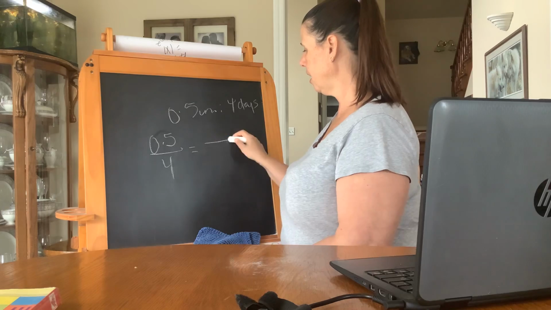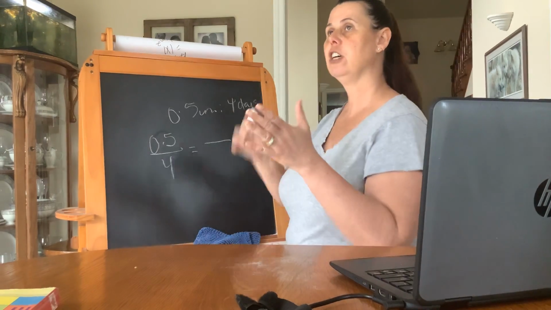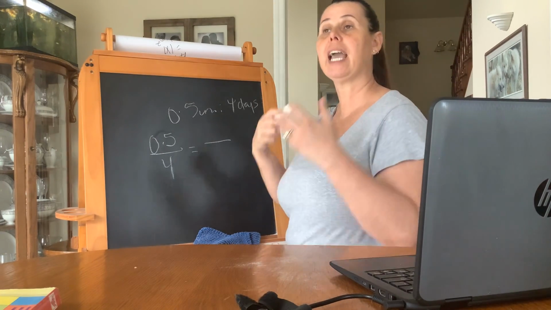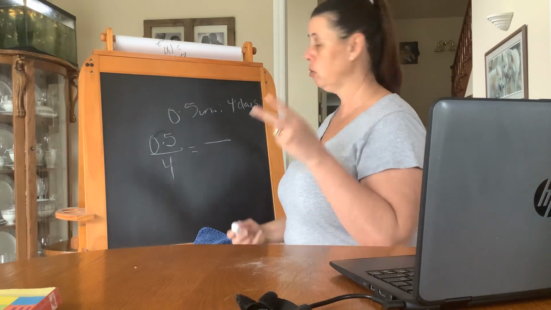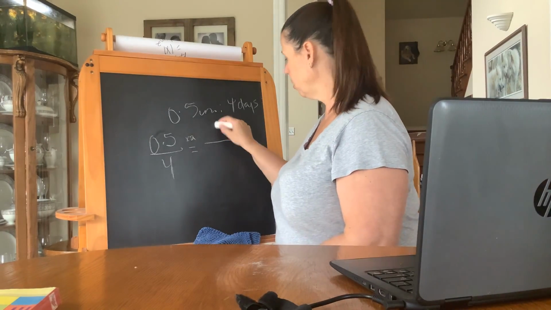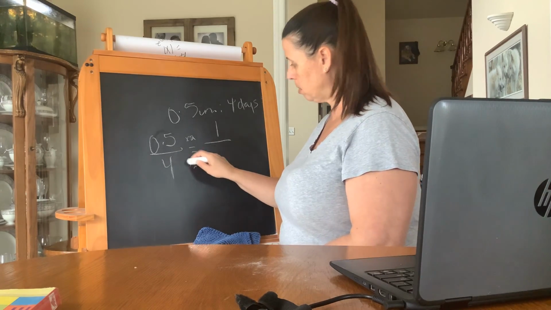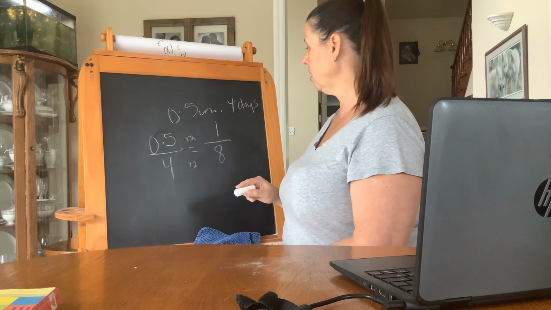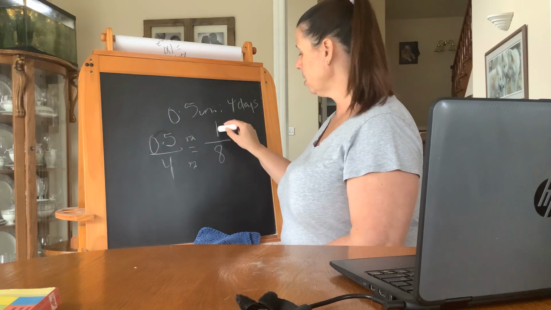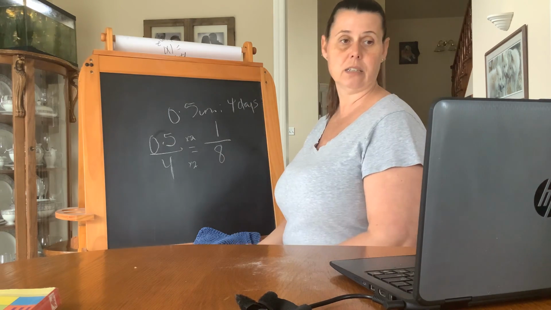So how am I going to get from a half to a whole? How many halves make a whole? That's what I have to times it by. I know that 2 halves make a whole. So now this is going to be 1, but I also have to times the bottom to keep my ratio the same. 4 times 2 is 8, right? So it's going to grow 1 centimeter in 8 days.